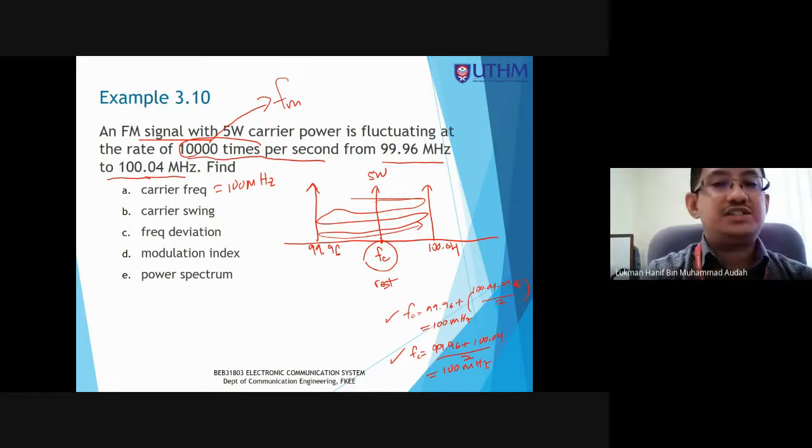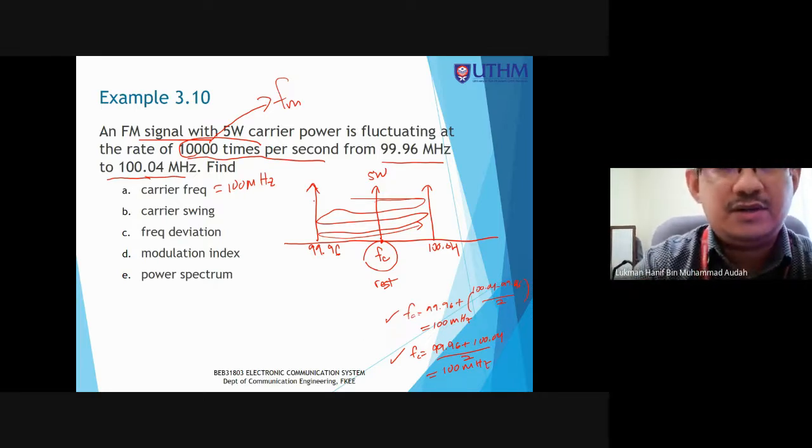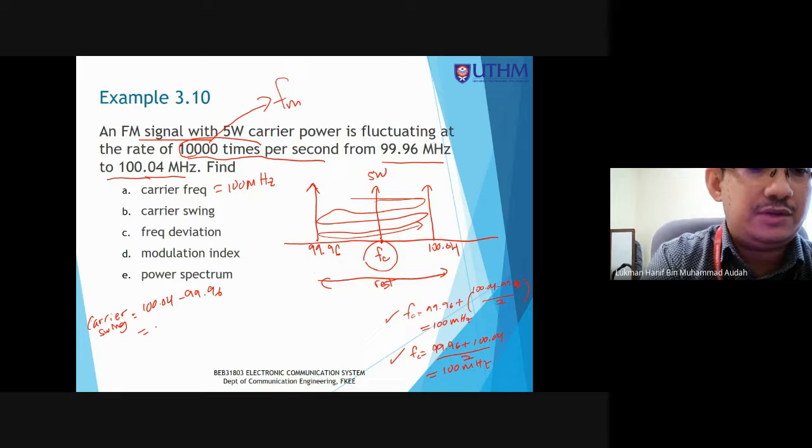Okay. How much is the carrier swing? So carrier swing adalah jarak daripada jarak oscillation ini. So that means carrier swing is equal to 100.04 minus 99.96. So this is 80 kilohertz. Okay, 80 kilohertz.